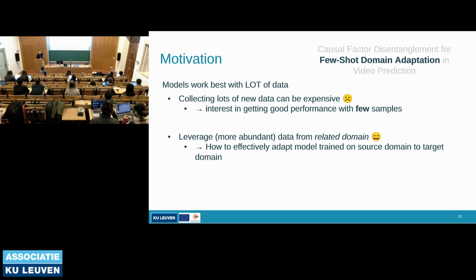Few-shot domain adaptation is interesting because, as you also know, models work best when you have a lot of data, but getting a lot of data can be quite expensive. So if we can do quite well with only a few samples, that's interesting. A way to do that is if you have a lot of data from a related domain, think how you can best leverage that, so how to best do transfer learning.